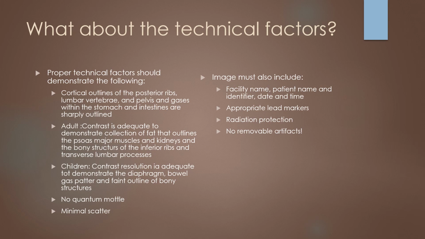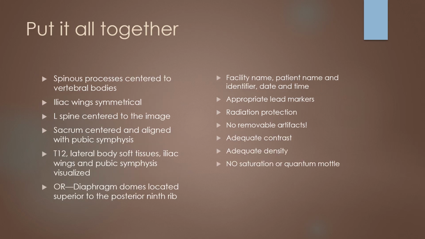With children, I'm really looking to see the diaphragm, the bowel, gas patterns, and a faint outline of bulging structures. If I see too much of an outline of bulging structures, I'm going to probably overexpose that patient. The image must include, as you know, all of those legality requirements.